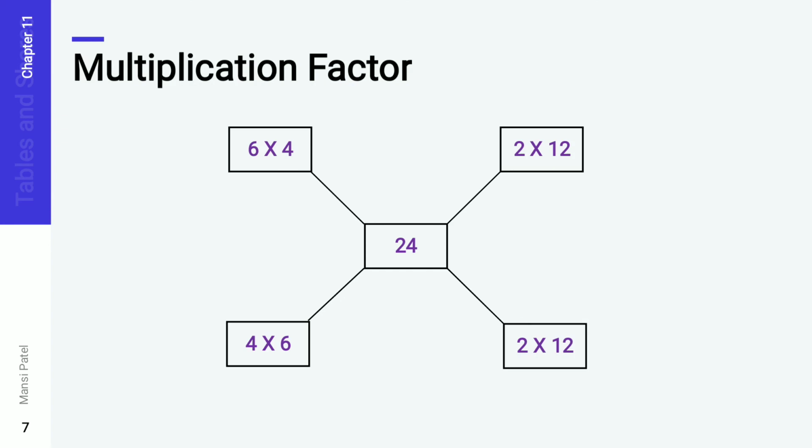After that, number 24 is there. So we can say that 3 8s are 24, or we can say that 8 3s are 24. Another way to represent number 24 is that 1 24 is 24, or we can say that 24 ones are 24. So this is known as the multiplication factor.